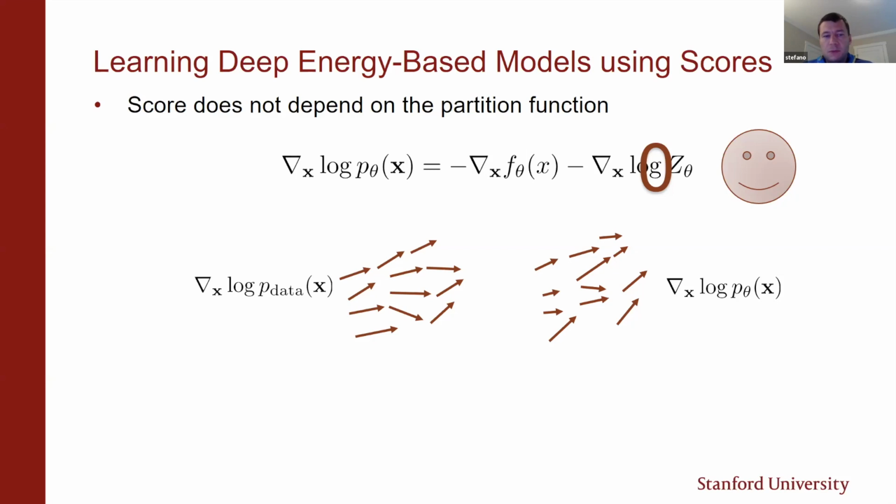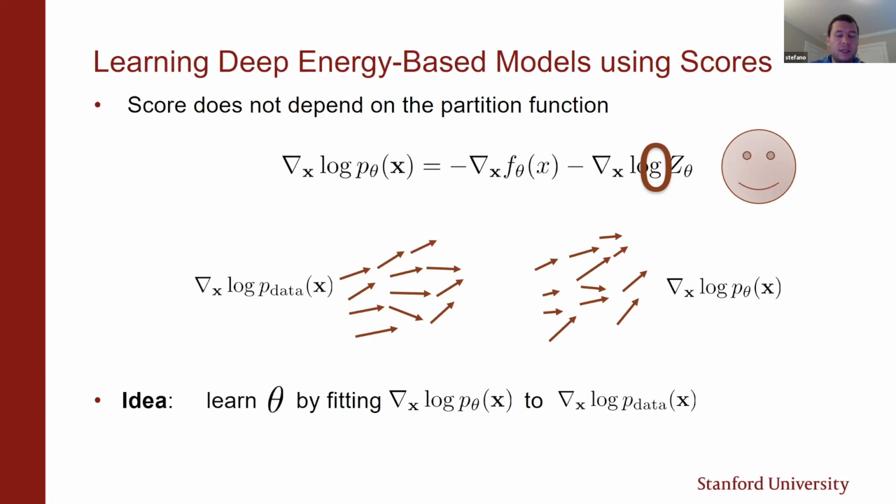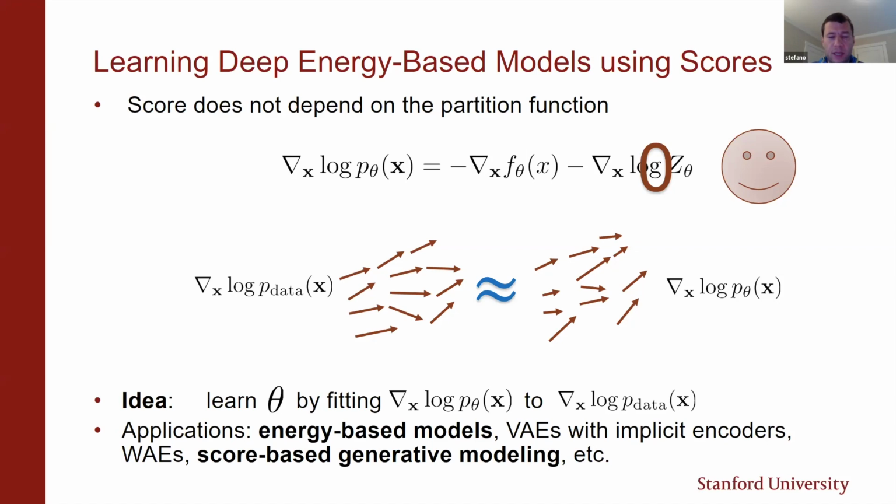But another way we can try to approach this problem is to fit directly these two vector fields of scores. There is going to be a true underlying vector field of scores for the data generating process on the left. For any value of theta, for your parameters, there's going to be another vector field of scores on the right. And we can try to choose theta so that we can make them as close as possible. The advantage is that evaluating the vector field of scores on the right does not require the partition function, and so it might be more computationally efficient. And there are many other applications of this kind of idea that I'm not going to go into in this talk, like VAEs with implicit encoders, fast denoising autoencoders, and others.